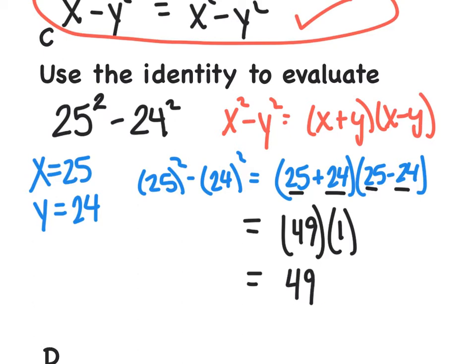Now, if you want to grab your calculator, if you don't know these off the top of your head here, 25 squared is 625, minus 24 squared is 576, and guess what? That gives you 49. So it's really a neat way that you can square numbers and subtract them by just using an identity, something that's always true.